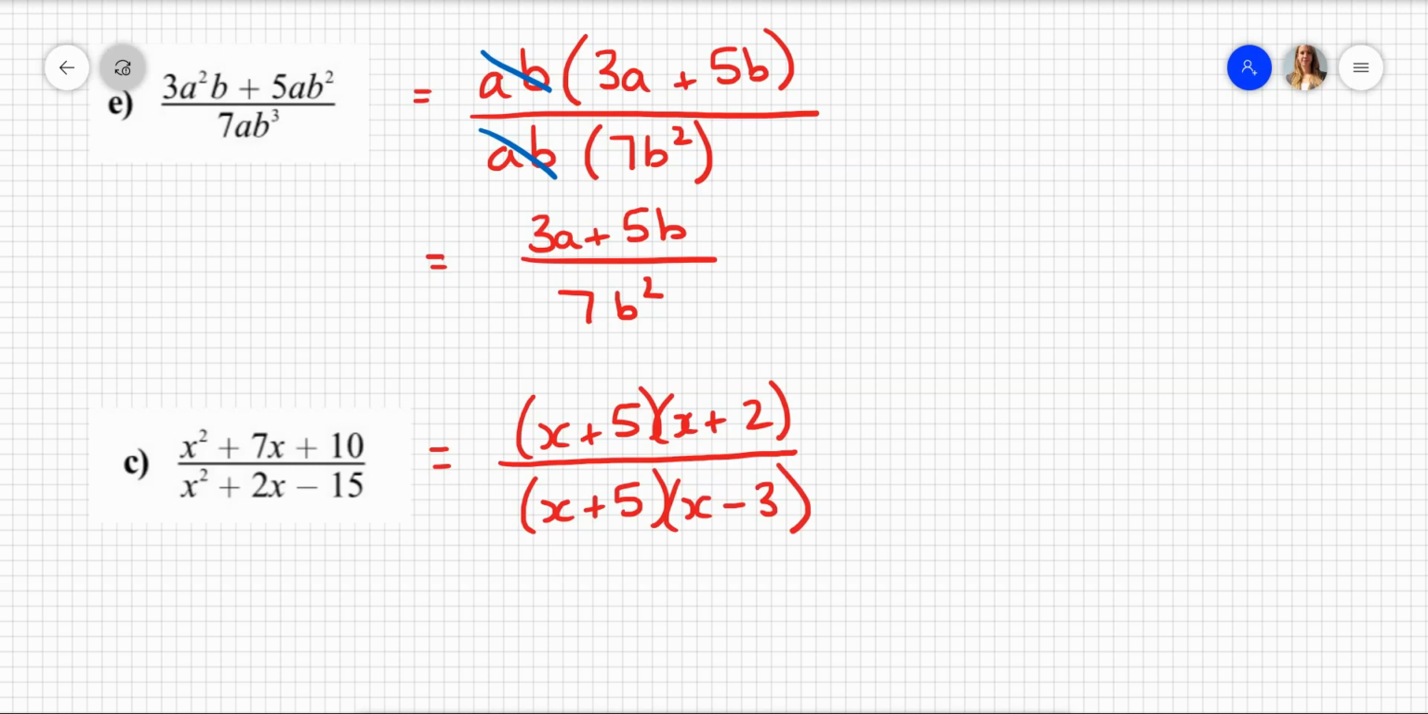Now, when we're doing this type of question, if you've factorised the numerator first, have a look if either of those factors work for the denominator, and the other way around, if you've factorised the denominator first, have a look if any of those factors work for the numerator, because usually in this type of question there are going to be matching ones so that they can make 1 and cancel out. So x plus 5 over x plus 5 is 1, so that cancels, so we end up with x plus 2 over x minus 3.